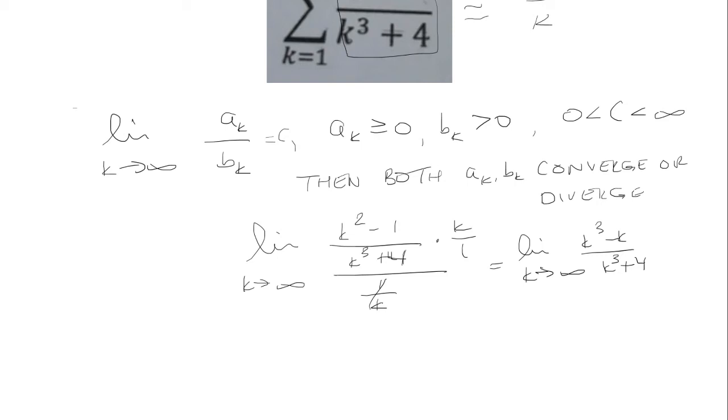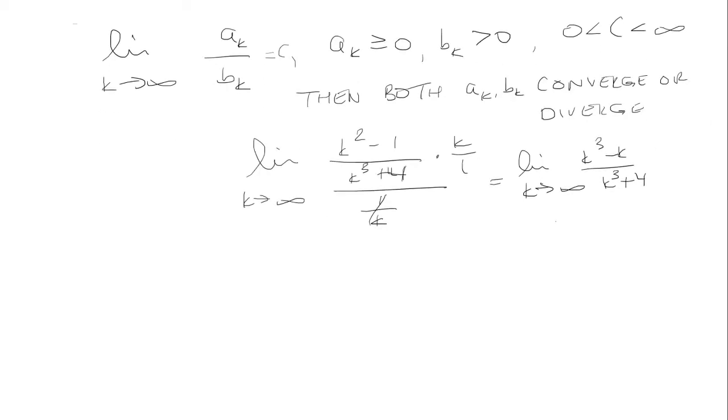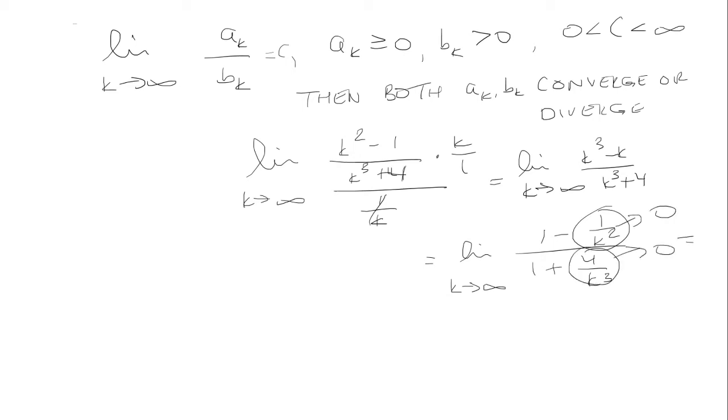And hopefully we recognize that this limit is 1, but if you need to be convinced, we can divide everything by k cubed, which would be 1 minus 1 over k squared over 1 plus 4 over k cubed. 1 over k squared goes to 0. 4 over k cubed goes to 0. So the limit is 1.